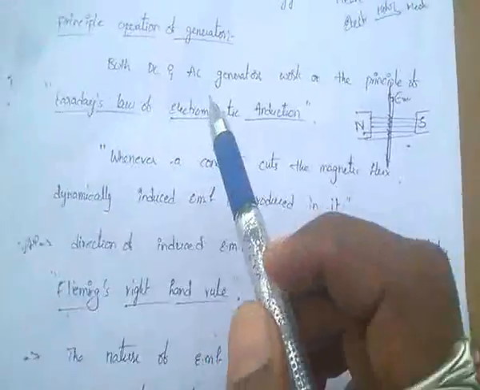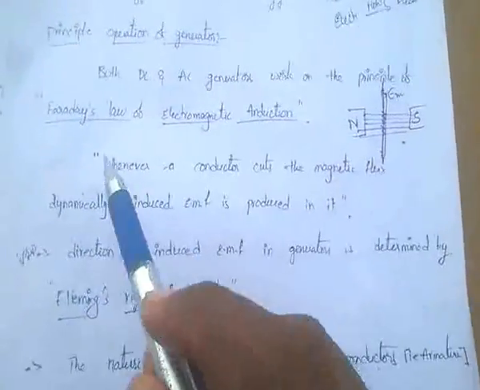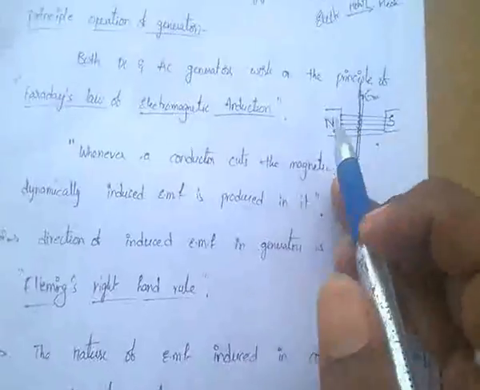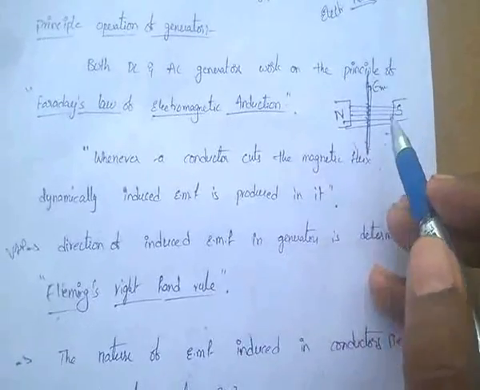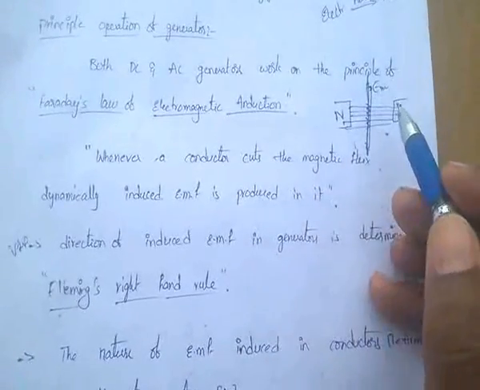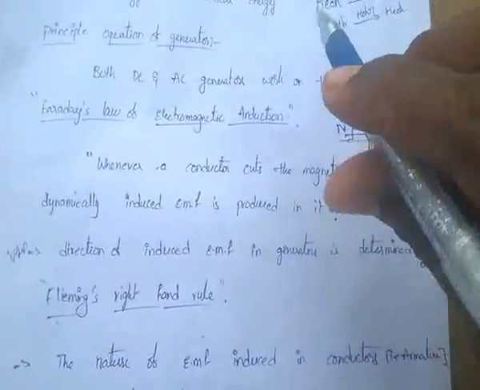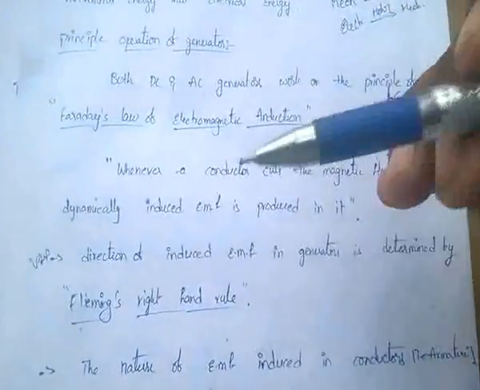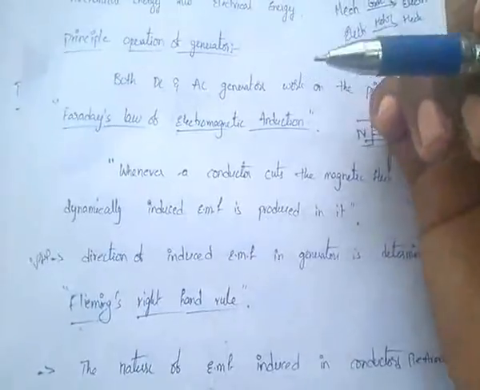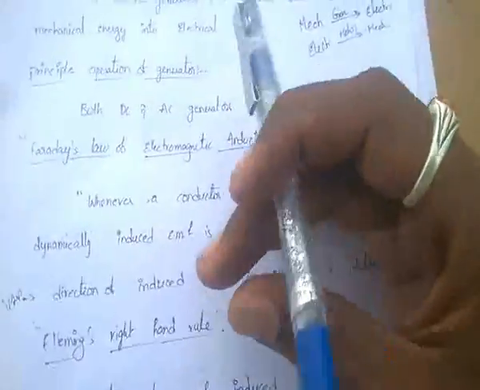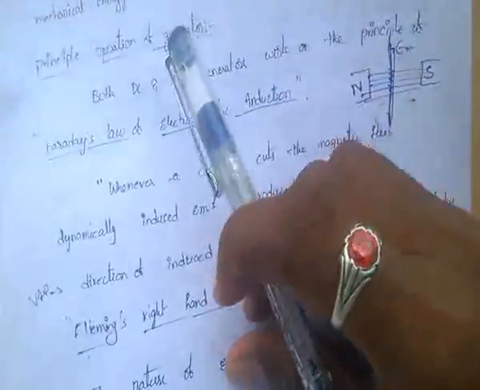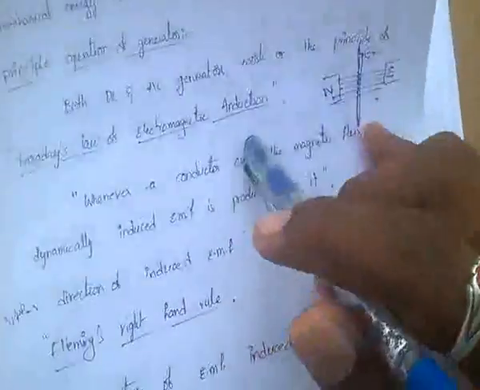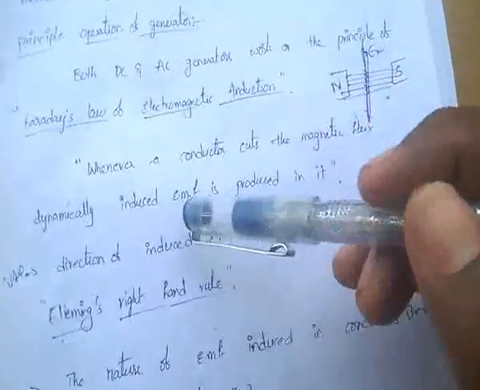In a DC generator, the field poles give the magnetic flux. Field poles are stationary, and the conductors are moved by an external source. When the conductors move, they cut the magnetic flux and an EMF is induced. This is the principle of generators.